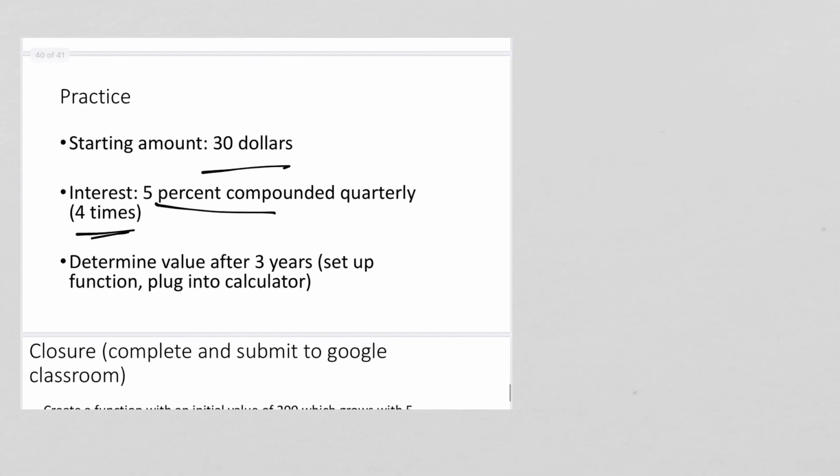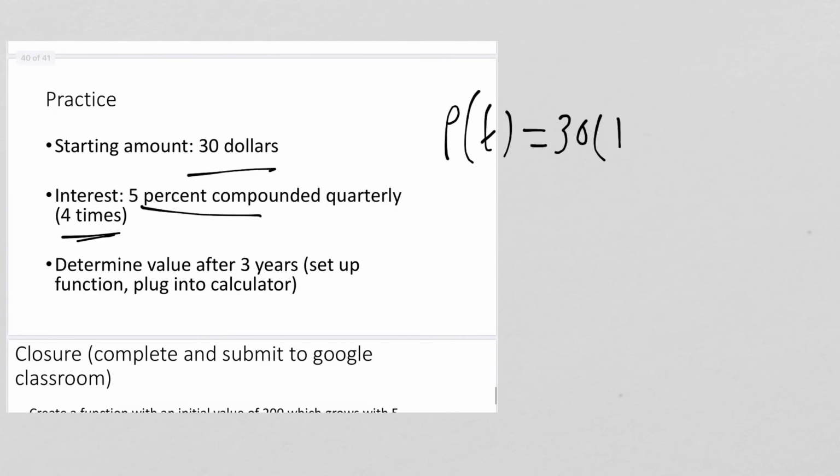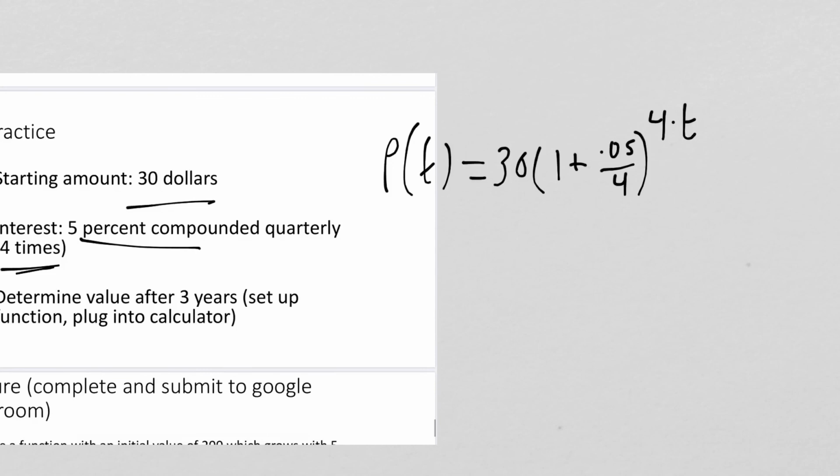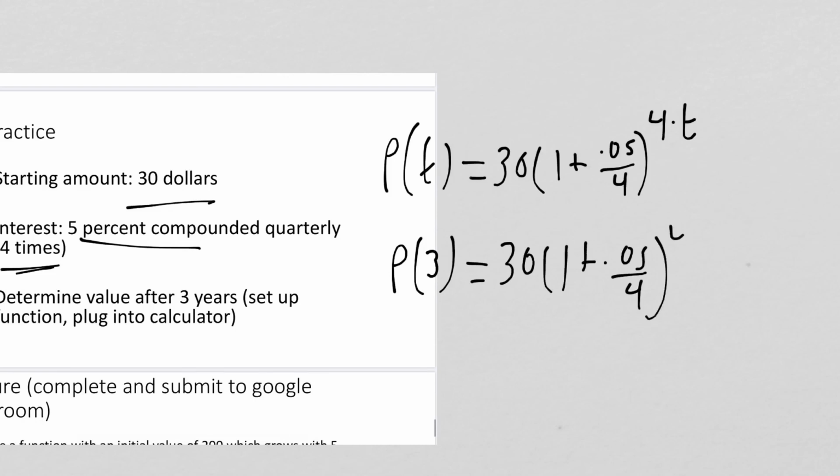Okay, so let's figure this out. We have P of t equals 30 times 1 to represent that we're keeping at least that 30 amount, and then we're going to add some. We're going to add 5%, 0.05, divided by 4 compoundings, raised to the 4 times t to make sure that we're applying that interest 4 times. And this particular question is asking for how much we're going to have after 3 years. So I should do P of 3, which is equal to 30 times 1 plus 0.05 over 4 raised to the 4 times 3. And so we should just type this into a calculator now.